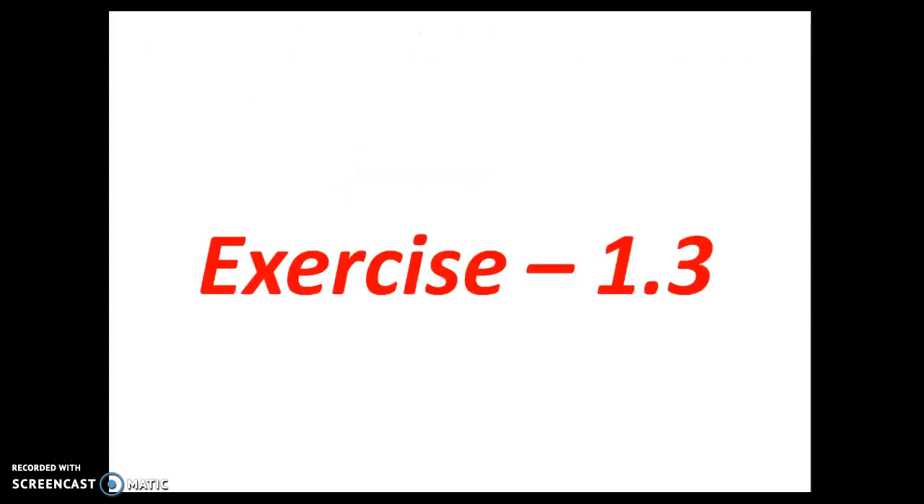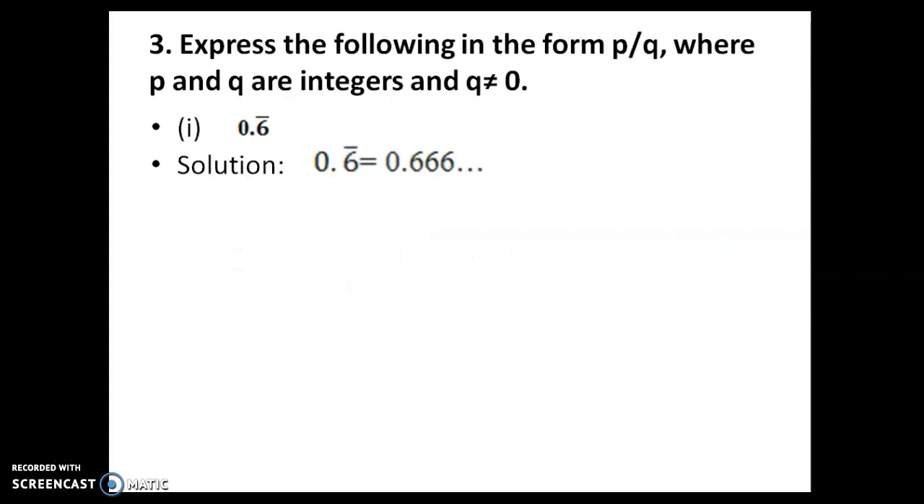Hello students, this video is the continuation of your exercise 1.3. So third problem: express the following in the form of p by q where p and q are integers and q not equal to 0. First one is 0.6 bar, which means 6 is repeating. So this is a non-terminating recurring decimal expansion. That means 6 will never end, it will keep on repeating.